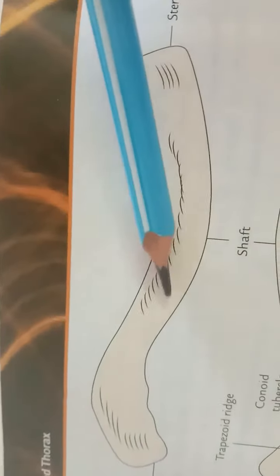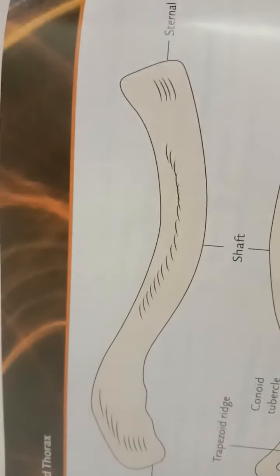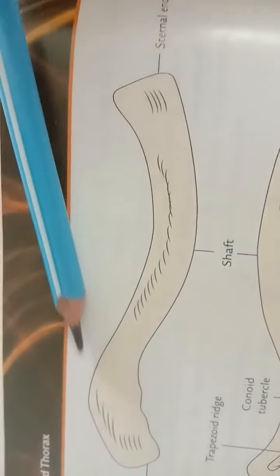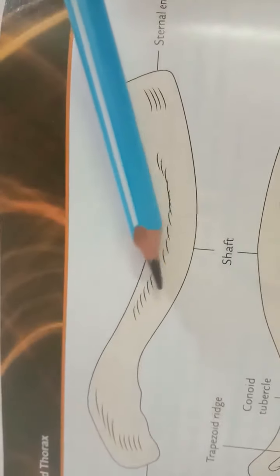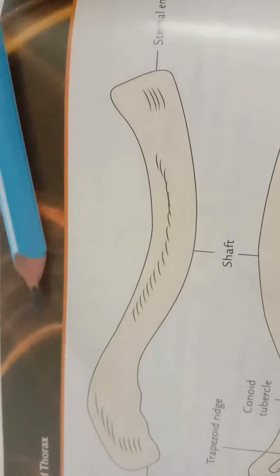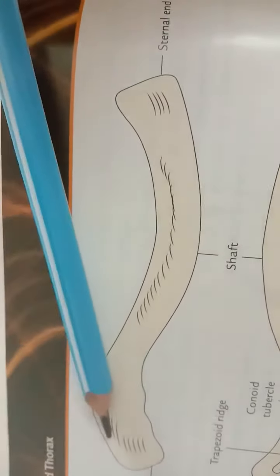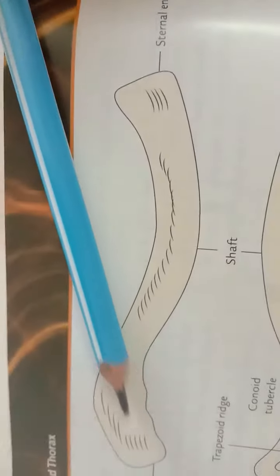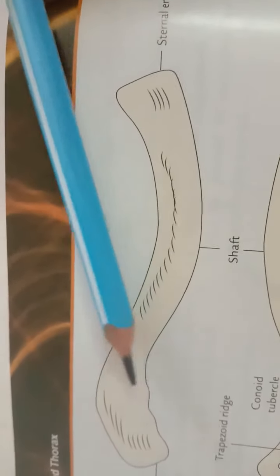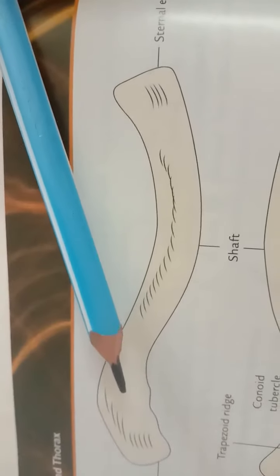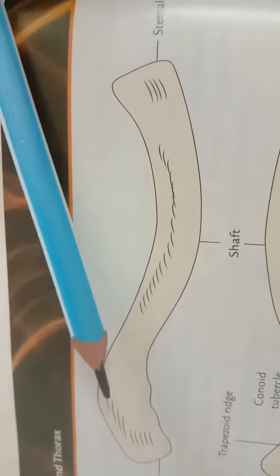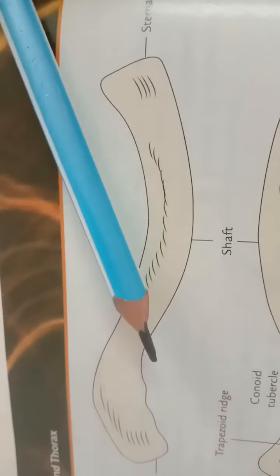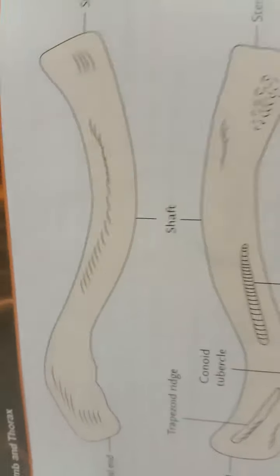The lateral one-third of the shaft is flattened from above downwards, and it has two borders, the anterior border and the posterior border. The anterior border is concave forwards, and the posterior border is convex backwards. This part of the bone has two surfaces, the superior surface and below it the inferior surface. The superior surface is subcutaneous, meaning it is only covered by skin, and the inferior surface presents an elevation called the conoid tubercle.